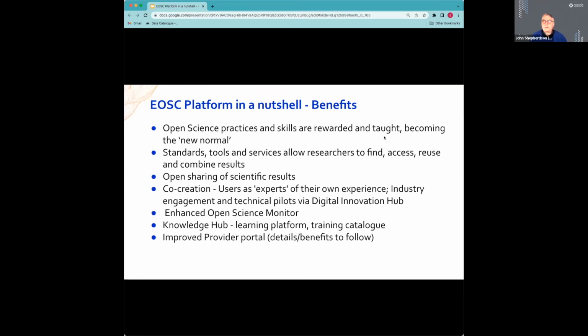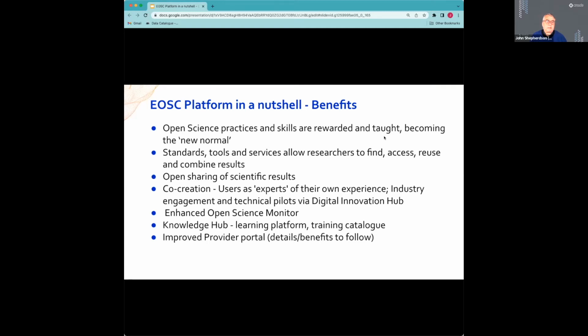So, in a nutshell, some of the benefits of the EOSC platform are that open science practices and skills are rewarded and taught in order to normalize them. Standards, tools, and services are used to allow researchers to more easily find, access, reuse, and combine results. It promotes the open sharing of scientific results and co-creation, in that users are seen as the experts of their own experience, and industry engagement is encouraged, and technical pilots are facilitated via the Digital Innovation Hub.